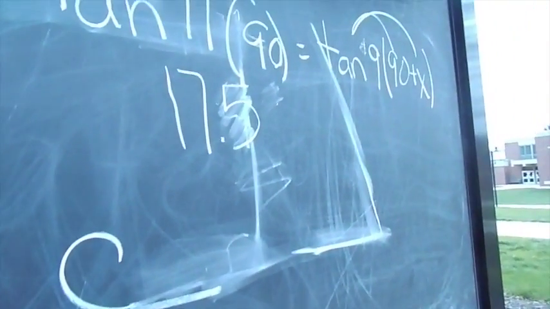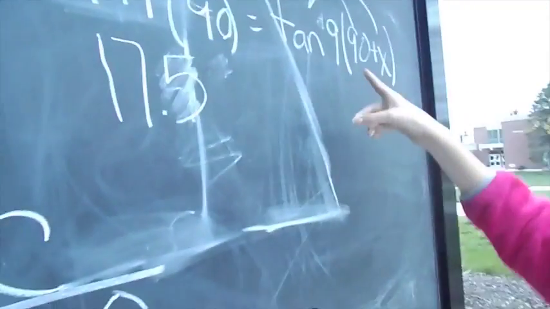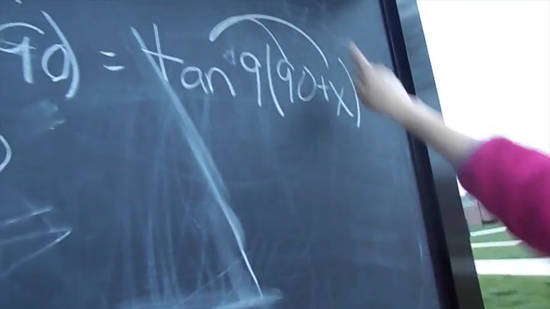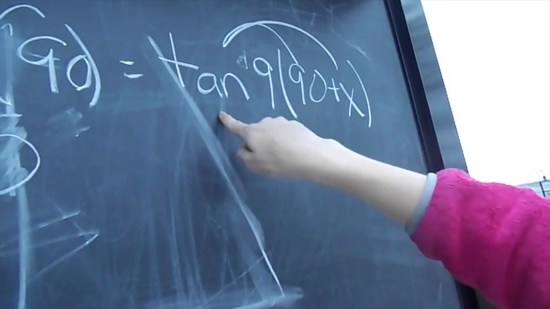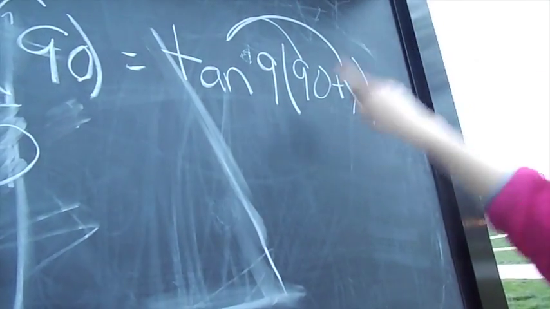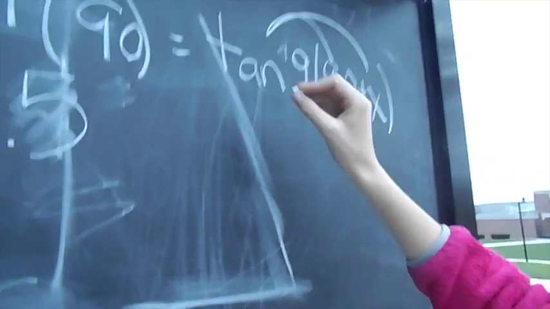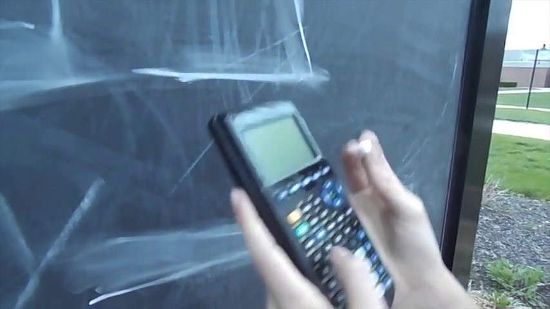17.5. Right. Okay. Now, since there's two different terms within this quantity, we have to multiply the tangent of 9 by each part of the quantity. So, first part is tangent of 9 times 90.